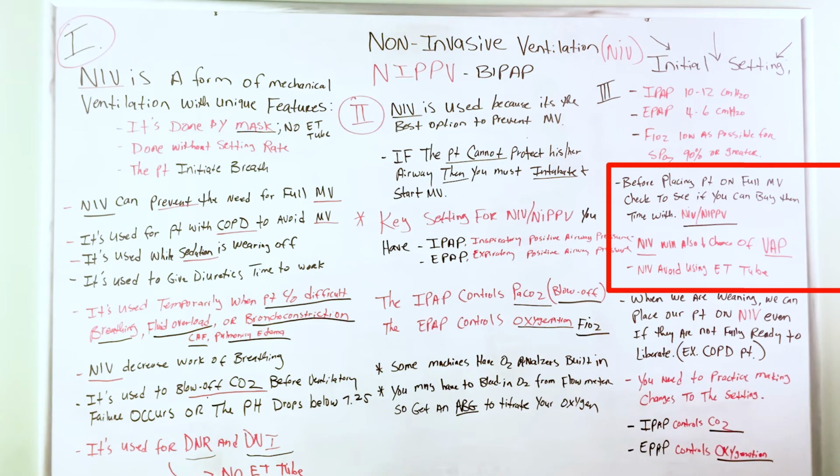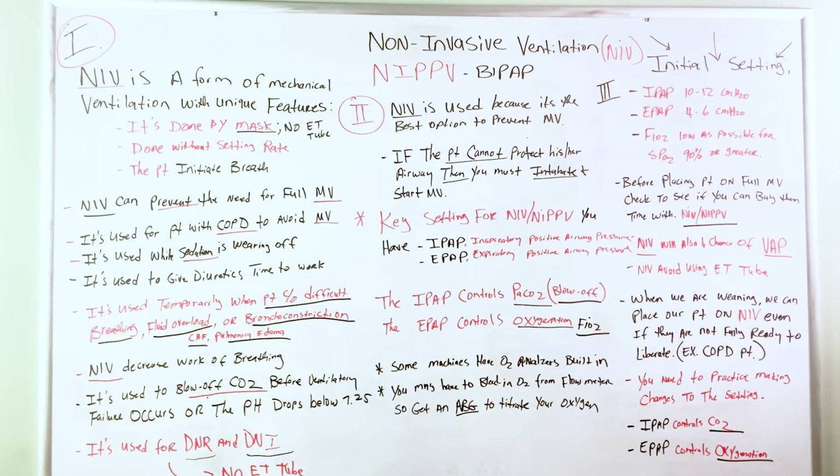All right? NIV will also decrease the chance of ventilator-associated pneumonia. No ET tube, right? Okay? It avoids the use of the ET tube. And anytime that you have that ET tube, there's always a risk for infection.